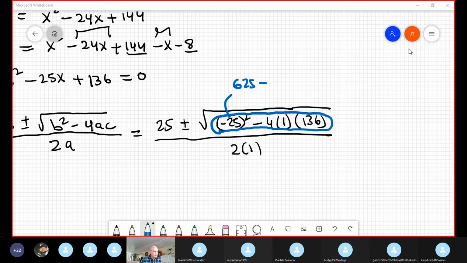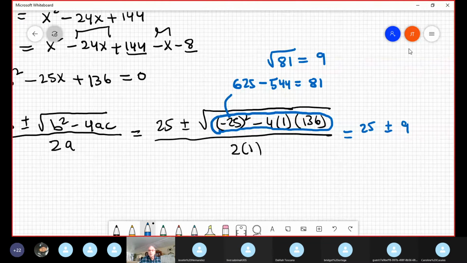Now multiplication: 4 times 1 is 4, times 136 is 544. And when you're subtracting, it's 81. And when you compare, the square root of 81 is 9. Okay, so far we have 25 plus or minus 9, divided by 2. Okay, super.